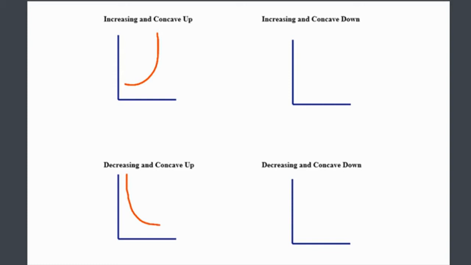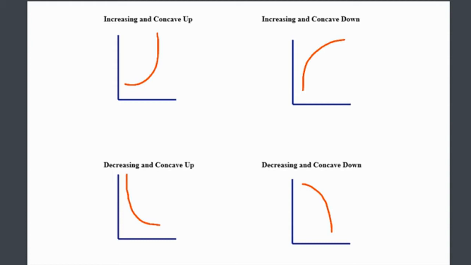Looking over here to the right side, we have increasing and concave down. That's going to be a graph that has this general shape, and then decreasing and concave down is sometimes the hardest one for kids to recognize. Decreasing and concave down is going to have this basic shape. Now, when you read through this pamphlet, as you read the statements, I want you to try to picture one of these four graphs.